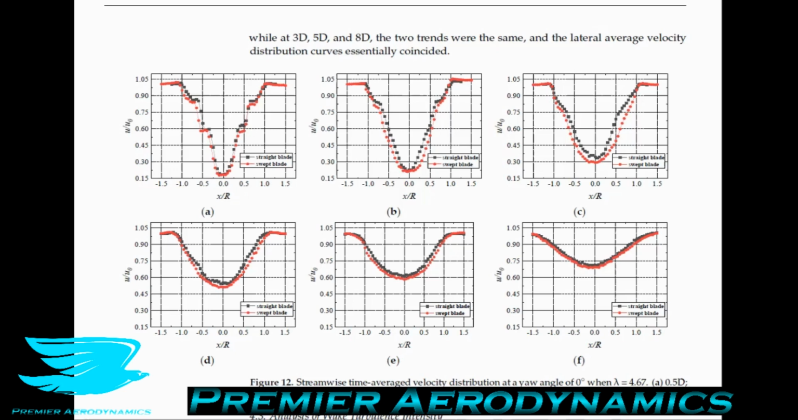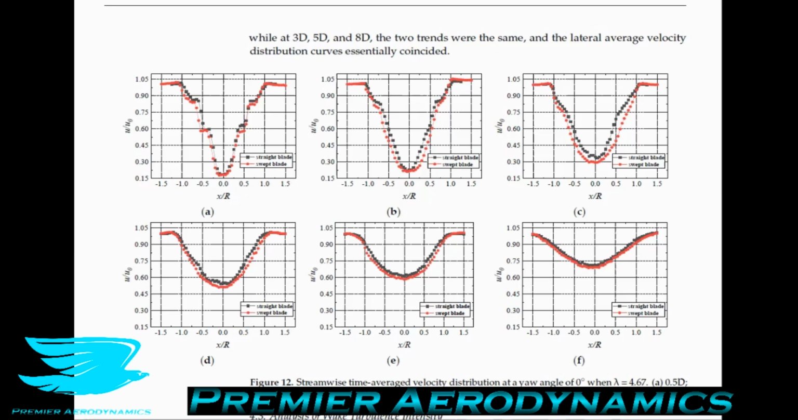So what that means is, for wind farms, that might pose a problem where if you have a lot of wind turbines around, they might be affected differently compared to straight turbine blades. However, if the swept wind turbine blades perform better, it means you might only need fewer of them to get the same amount of energy. So, moving on: the wake recovery of the wind turbine with swept blades was slightly slower than the straight blades.